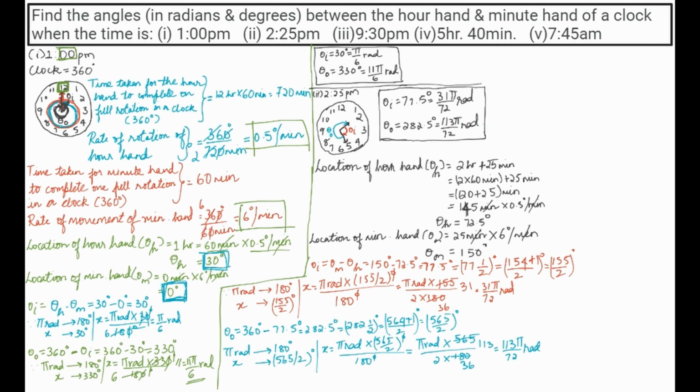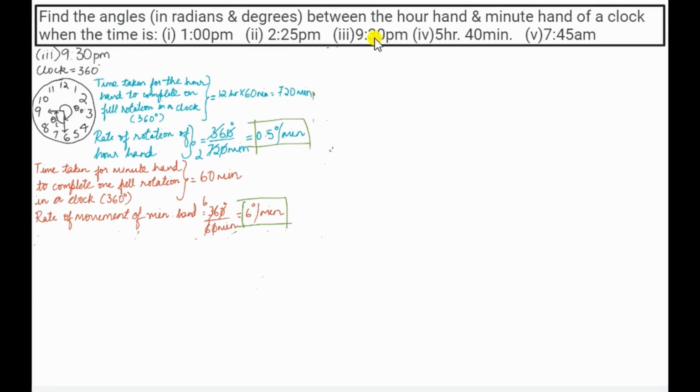So the next time given here is 9:30 p.m. You can pause the video and try to solve the problem by yourself, and come back and check the answers. So the third time given here is 9:30 p.m. We have already marked the time in our clock, that is 9:30 p.m. First, let us find out the location of our hour hand.